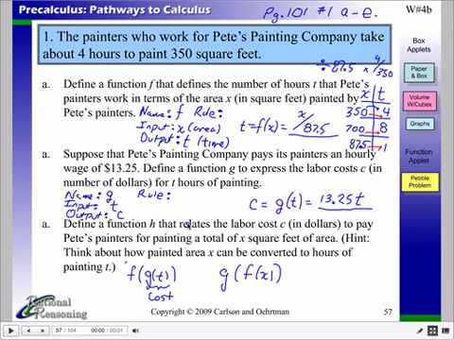So now we're coming along to the function machine and we're saying, here function, take this cost. It says, I don't know what to do with that cost. My function is to take area and give you time. I can't do this. I don't know what to do with this. Doesn't make sense.